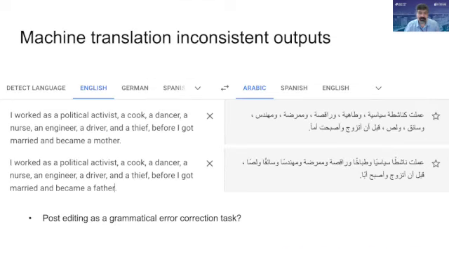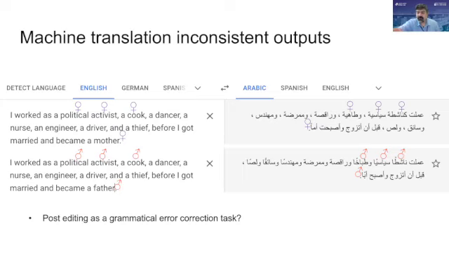Here's another kind of fun example that was fun to put together. It was English to Arabic translation, where it says, I worked as a political activist, a cook, a dancer, a nurse, an engineer, a driver, and a thief before I got married and became a mother, or same, before I got married and became a father, right? And you can see in some cases, the system actually picked up the relationship between the most gender-marked word, which was the last word intentionally, the mother versus father, and applied it.